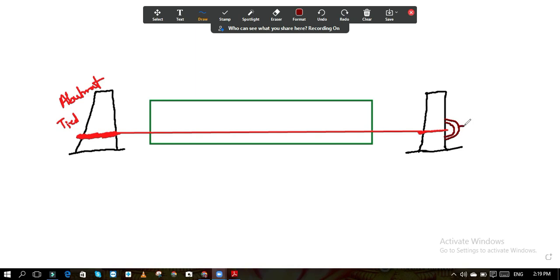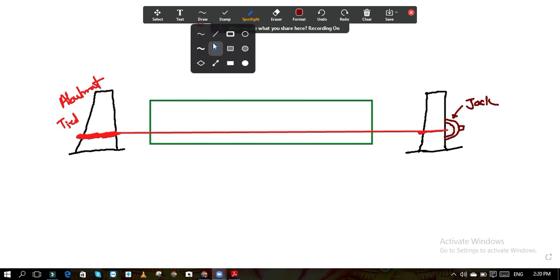Suppose this is the jack. Okay, now it is tied up at one end. This side has been tied up, and at this end the jack is attached to this rod. With the help of this jack we apply the tensile force here.